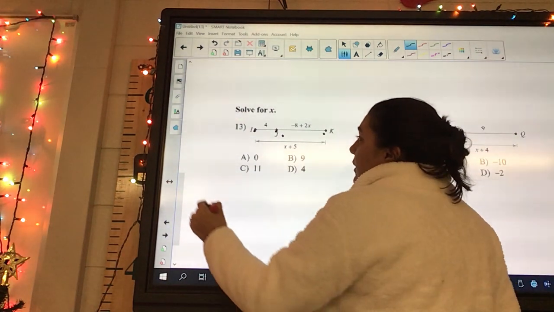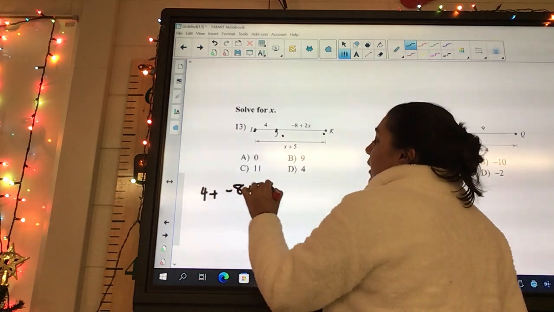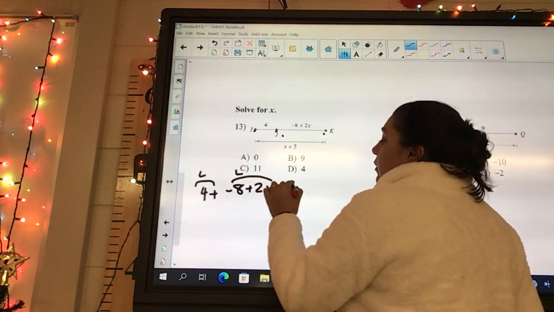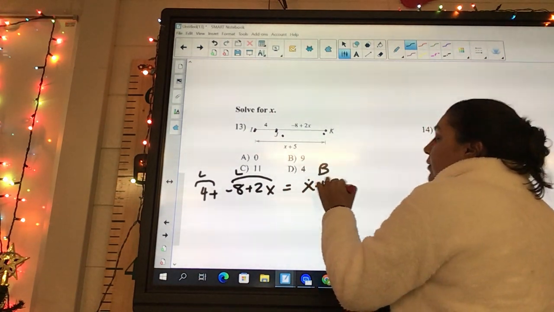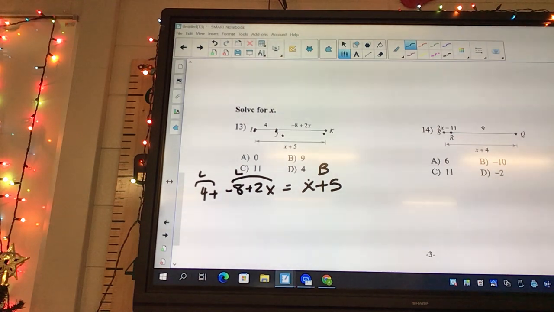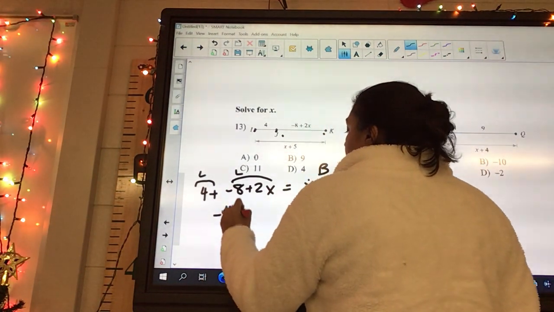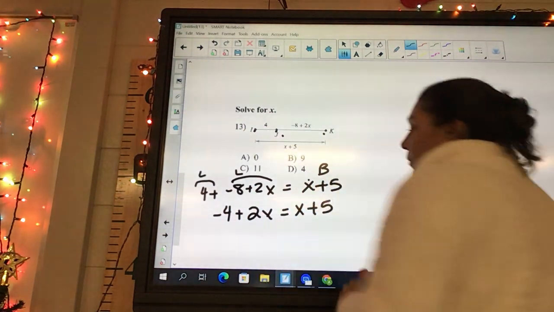Okay, so we're going to write this out as 4 plus negative 8 plus 2x. Here's part of our little, and this is the other part of our little, equals the big, which is x plus 5. We're going to combine like terms. What can we combine? The 8 and 4. The 8 and the 4 give us a negative 4 plus 2x equals x plus 5.